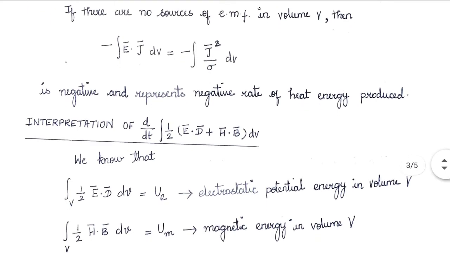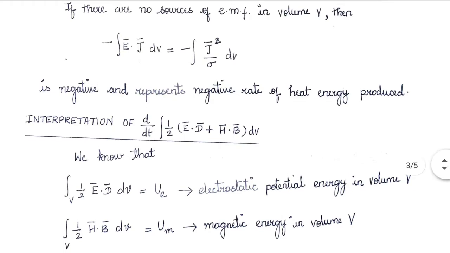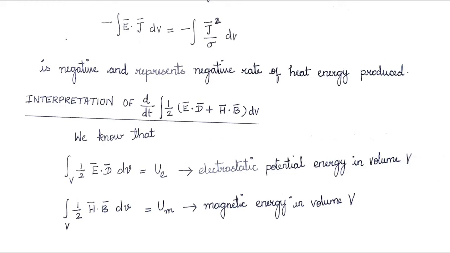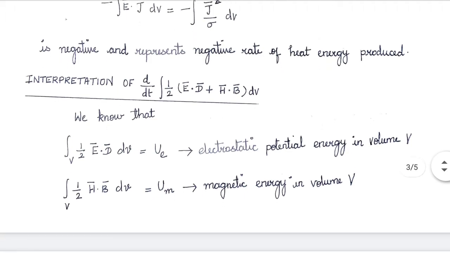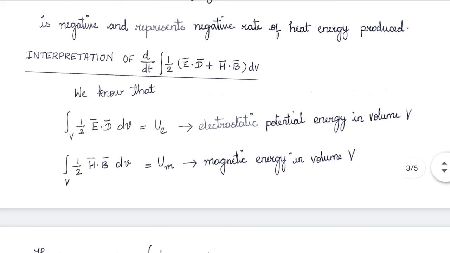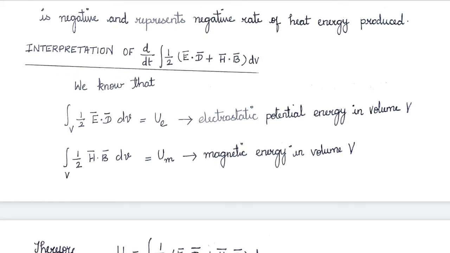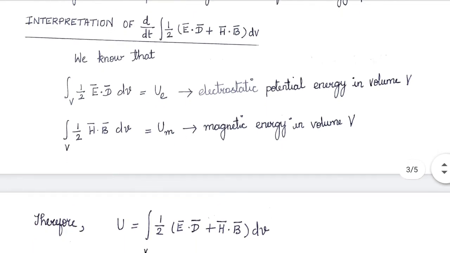Now moving to the right hand side of the energy equation. The first term of the energy equation is d/dt of the integral of ½(E · D + H · B) dV. Let us interpret that now. We have already derived that the integral of ½ E · D dV is equal to UE, which is the electrostatic potential energy in volume V, and the integral of ½ H · B dV represents the magnetic energy in volume V.